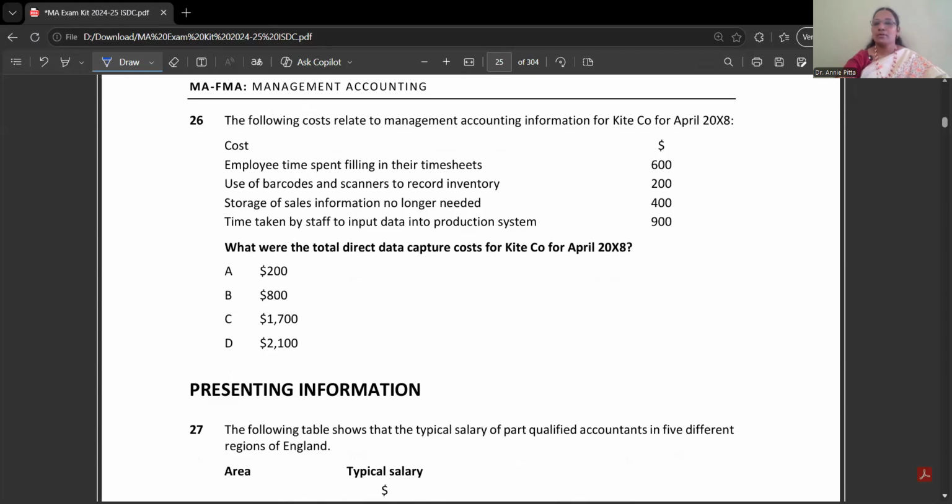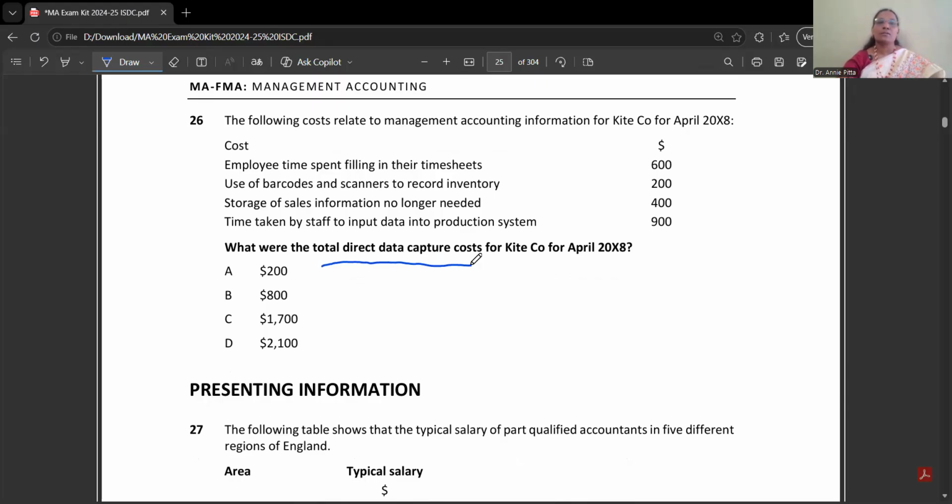26th question, we'll do this one and we'll wind up this particular video. The following costs relate to management accounting information for Kite Company for April 2008. We have different costs given. We are asked to find out what were the total direct data capture costs for Kite Company for April 2008. Okay, let's understand the list of costs first. We have the first item, employee time spent filling in their timesheets. Okay, then that is 600.